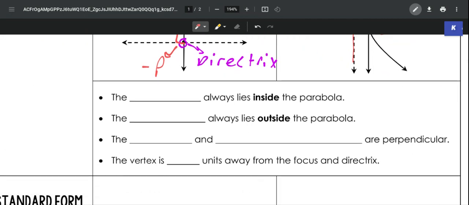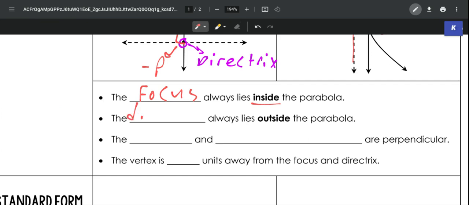So the focus is always going to lie inside the parabola. That just means if the parabola opens left, the focus is going to be inside that parabola, on the left.